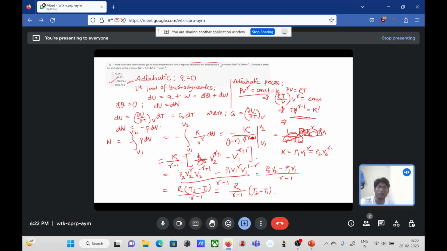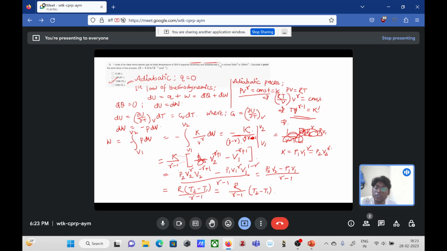Now from this perspective, if you are given P and V, how can you calculate it? For that, we know that work done is minus P dV, with the volume changing from V1 to V2. From the adiabatic process we also know that PV to the power gamma is constant, and since it is an ideal gas, PV is equal to RT. If you substitute the form of P from this equation, that gives us T V to the power gamma minus 1 is equal to some constant, which we have called K prime.